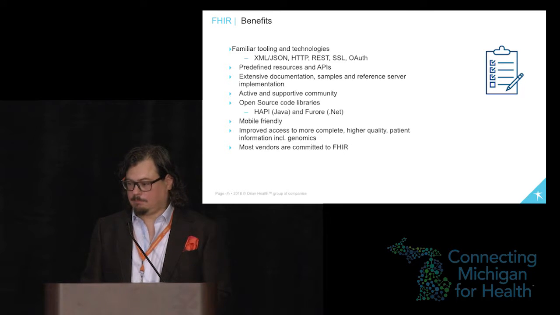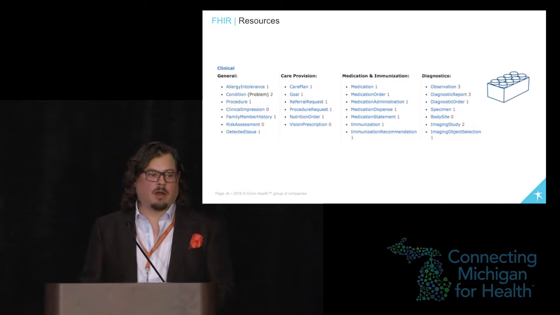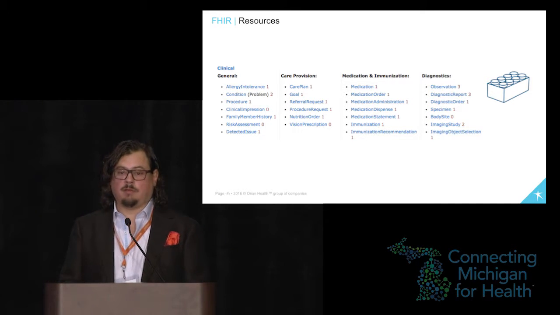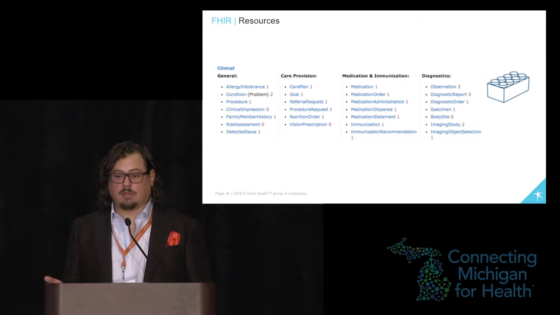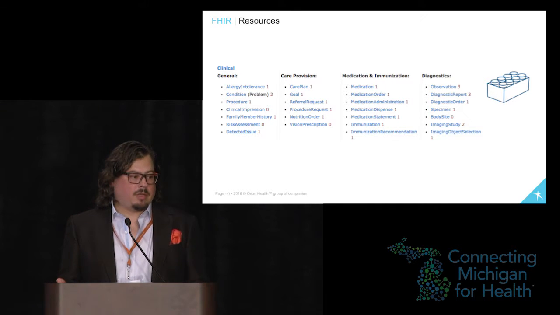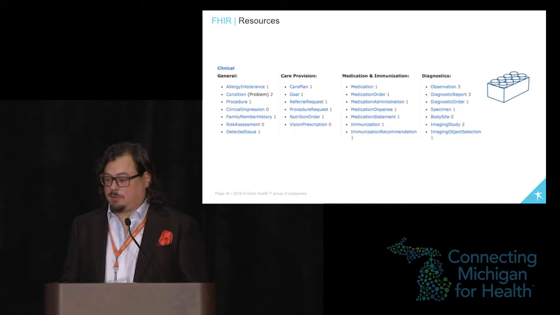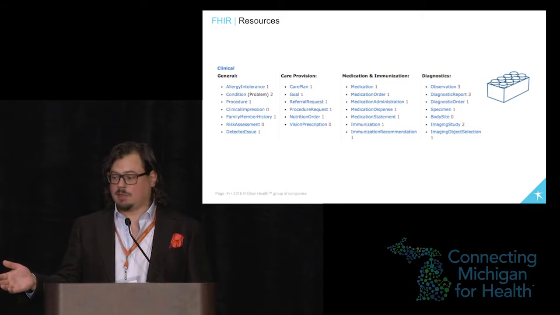So FHIR is built around those resources. There are a whole slew of them that have already been defined and described. Some of them are listed here. I like to think of them as either puzzle pieces or building blocks of information. They're very well defined, and they're relatively self-descriptive. So if you look at something like a patient or a procedure, you know what it is. And there are other sets. These are some of the clinical ones out there.